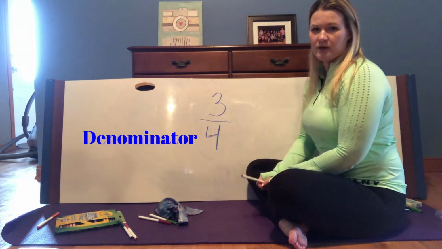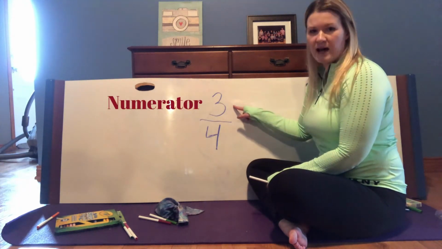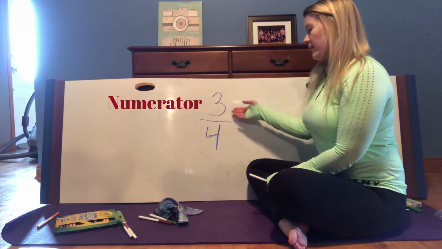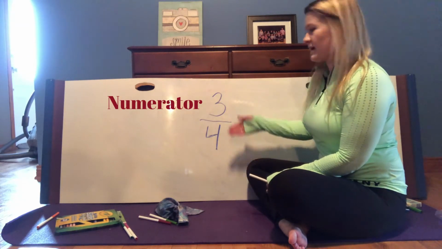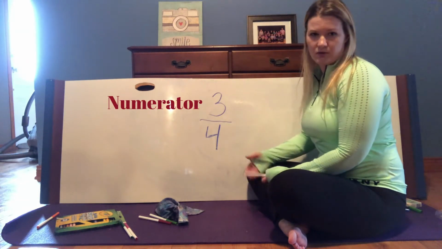That's the denominator. The numerator is the number on top. It tells us how many of the pieces we actually have. So in this example, we have 3 of the original 4 pieces of pizza, or our puzzle has 3 of the 4 pieces, meaning we have 1 piece that's gone or is missing.